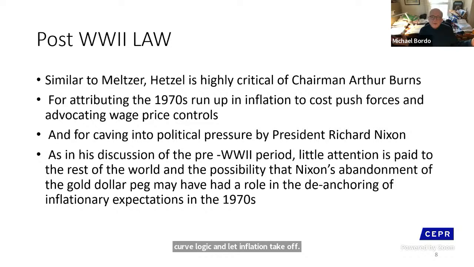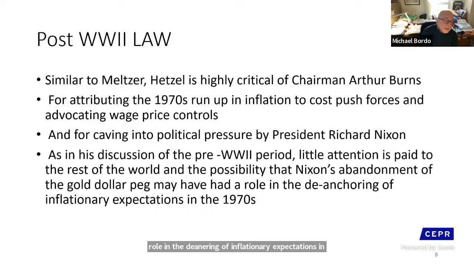And like Meltzer, he's highly critical of Chairman Arthur Burns for attributing the 1970s run-up in inflation to cost-push forces and for advocating wage price controls, and then for caving in to political pressure by President Richard Nixon. But again, in this discussion of that period, there's not much discussion of the rest of the world. And there's the possibility that Nixon's abandonment of the gold-dollar peg on August 7, 1971, may have had a role in the de-anchoring of inflationary expectations in the 1970s in the US and everywhere else in the world.